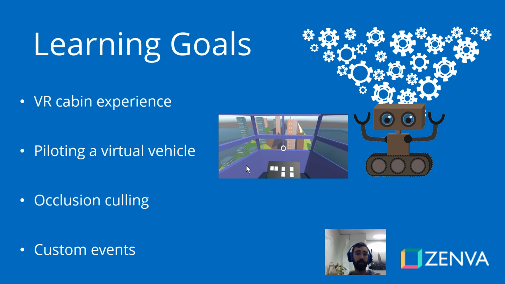Now, an important technique that we're going to cover at the end of the course is called occlusion culling, that has to do with performance and with hiding objects that are being covered by other objects. So we'll cover that part as well. And we'll be using custom events for the buttons themselves.